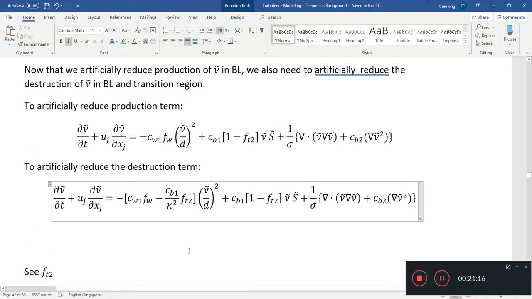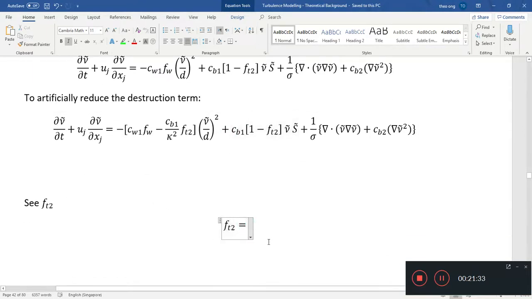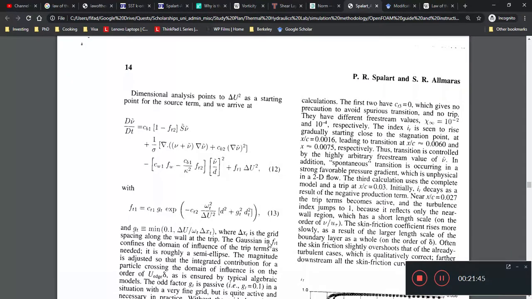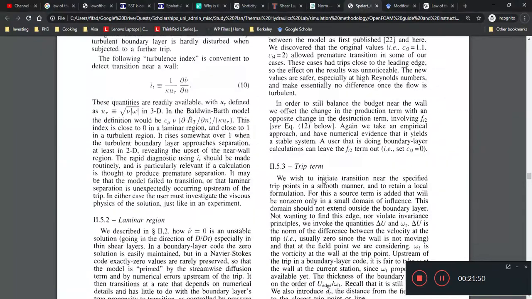Before that, remember, this damping function is simultaneously supposed to reduce the turbulence viscosity destruction term and the production term in the boundary layer, so as to ensure numerical stability. So this is purely for numerical stability. It's not very much of a theoretical modeling thing here. It's just to help the solver do its job well. And what does ft2 look like?